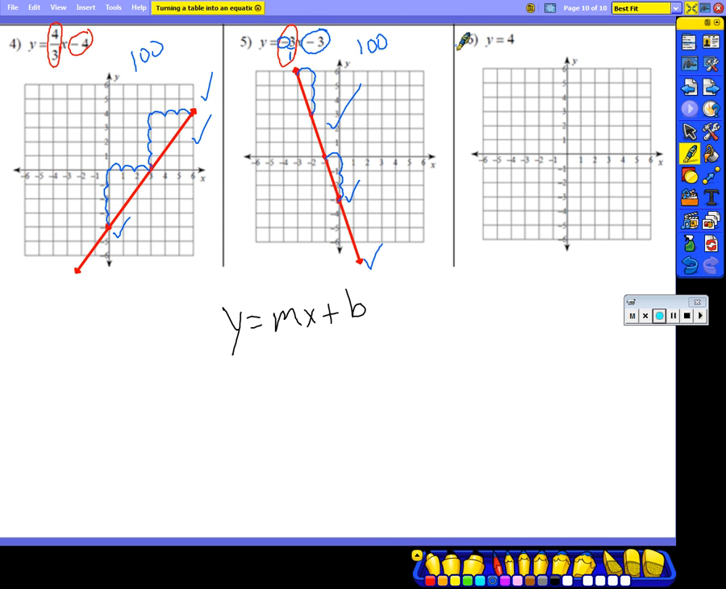Last one of this series, number 6, y equals 4. You're like, oh my goodness, he's talking about slope-intercept form. It's missing all kinds of stuff. Y equals mx plus b. I don't see any m or x. I don't see a slope with x. All I see is the y-intercept of 4. So let me explain to you how you can understand this problem.